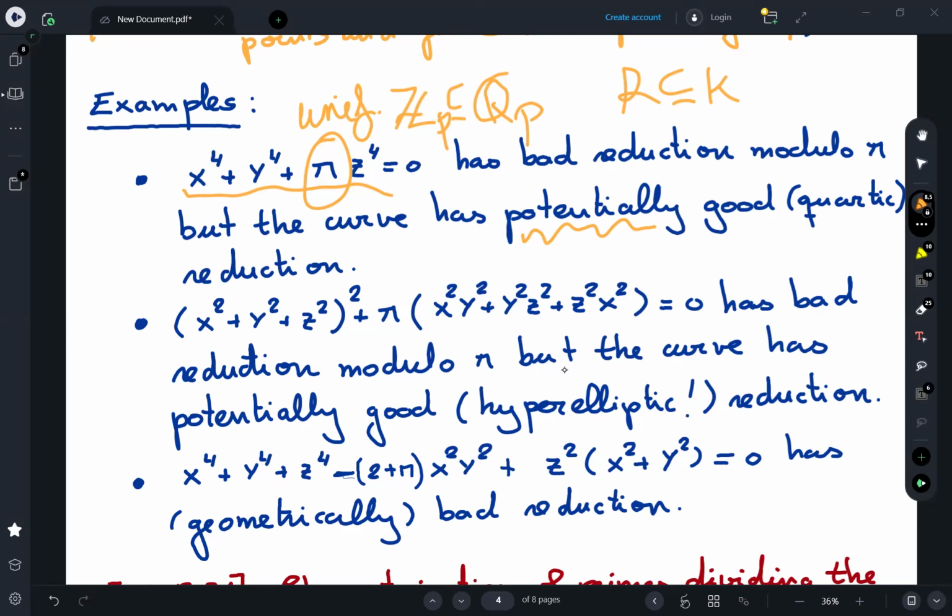Another example is this quartic. This is a Ciani quartic too. And in this case, if you look at the discriminant, you get that there is a pi, so you have bad reduction. But actually what happens here, and this is very interesting, is that you get potentially good hyperelliptic reduction. So, I mean, this is nice.